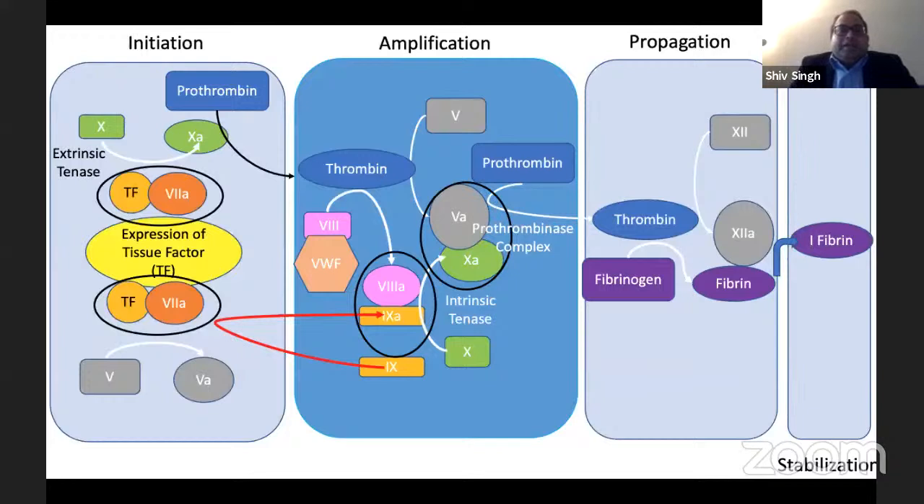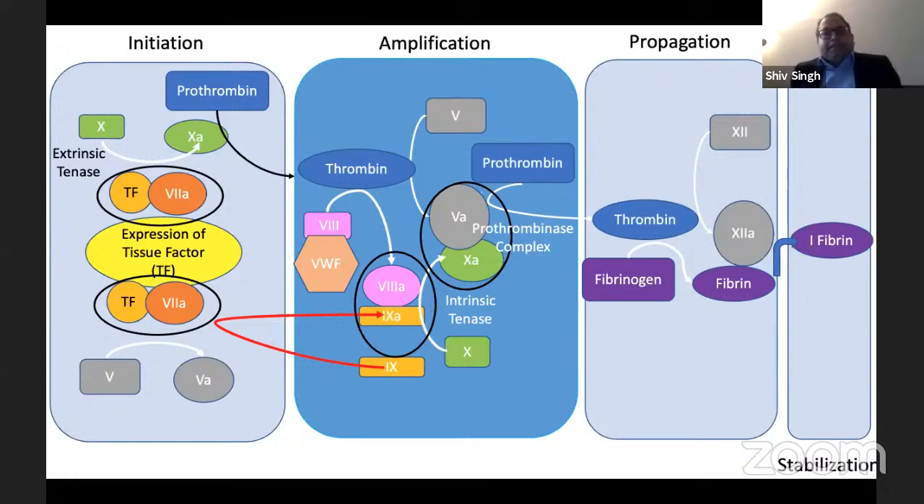Thrombin, again, is involved in conversion of factor 8 to 8A. It is also involved in conversion of 5 to 5A. 5A then combines with factor 10A and forms something called prothrombinase complex, which converts prothrombin to thrombin in greater amount. And thrombin then activates fibrinogen to fibrin, and thrombin converts 13 to 13A. And the combination of 13A and the fibrin then causes the formation of insoluble fibrin, and that is the stabilization phase.